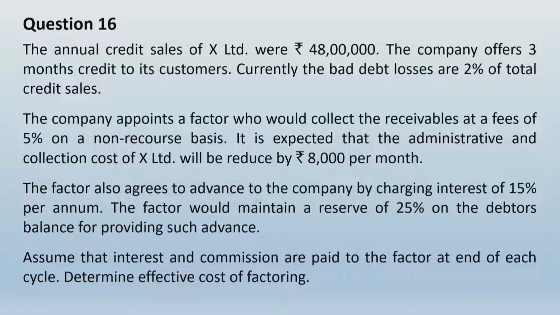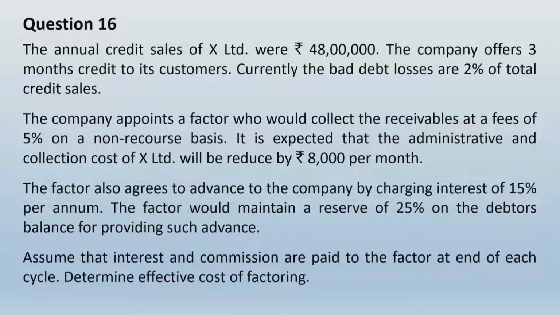It is expected that administrative and collection cost of X Limited will reduce by rupees 8,000 per month. The factor also agrees to advance to the company by charging interest of 15% per annum. The factor would maintain a reserve of 25% on the debtors balance for providing such advance. Assume that interest and commission are paid to the factor at end of each cycle. Determine effective cost of factoring.